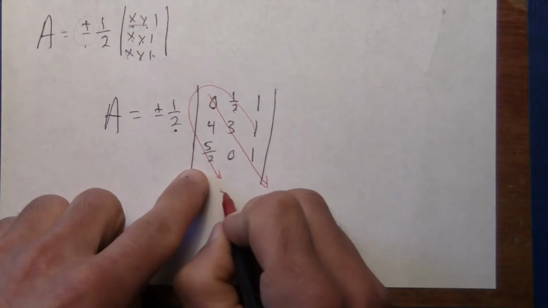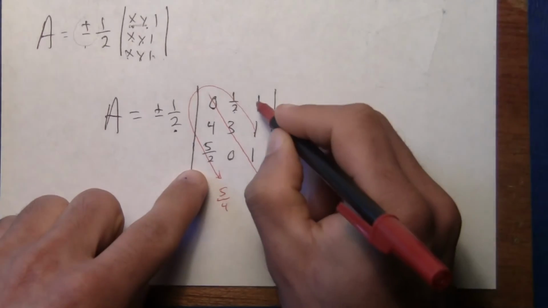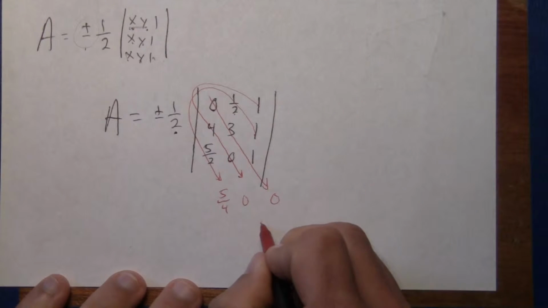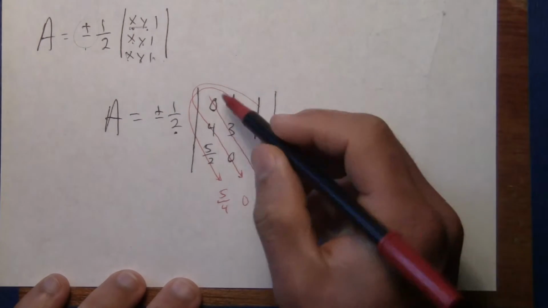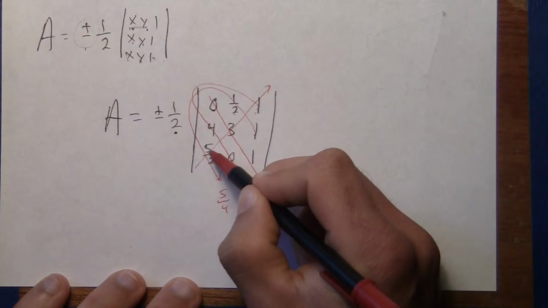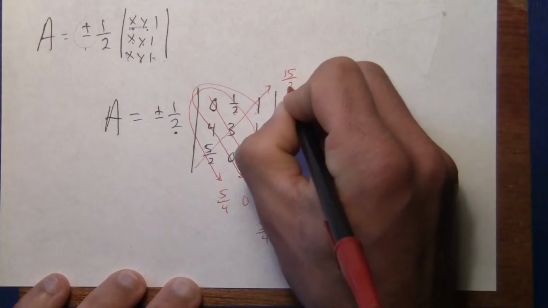Multiply those two together, it gives me 5/4. And then 1 times, there's a 0 in here, so it doesn't really matter. So I'm going to have 5/4 for my first number. Going the other direction, I have 3 times 1 times 5 over 2, so 15 over 2.